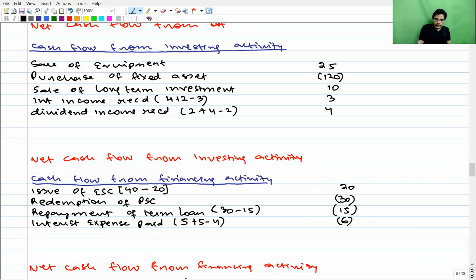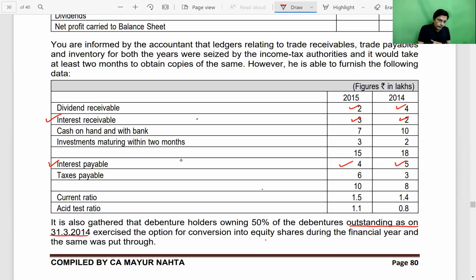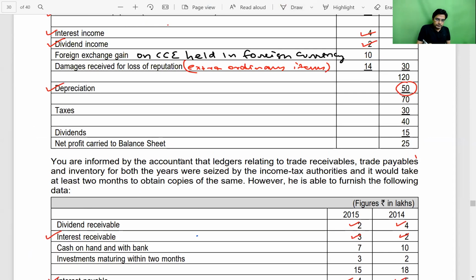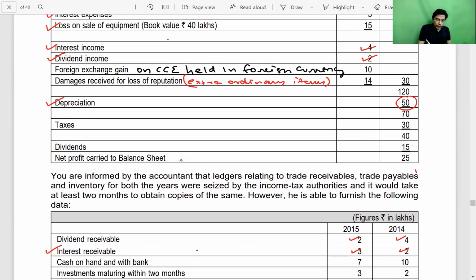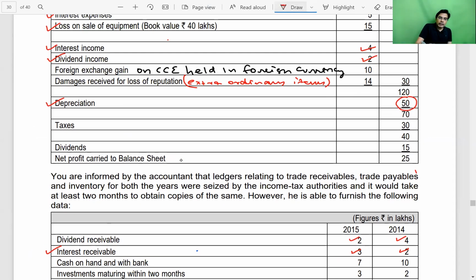After dividend received, the next point which they have given to us is foreign exchange gain. Guys, foreign exchange gain is a non-cash gain. It doesn't come in the cash flow statement. Under the indirect method, we would have removed it from the P&L account because this gain is included in net profit, which has gone up, so we would have minused it in the indirect method. But under the direct method, we don't even take it as an inflow.